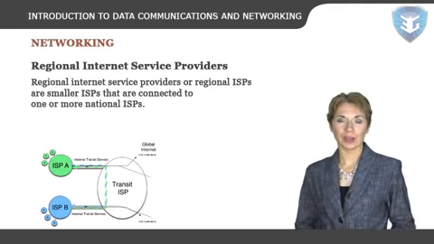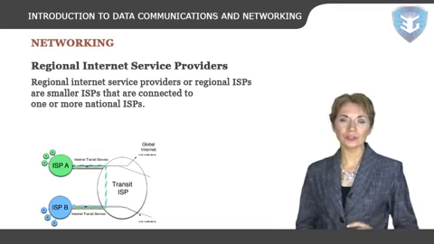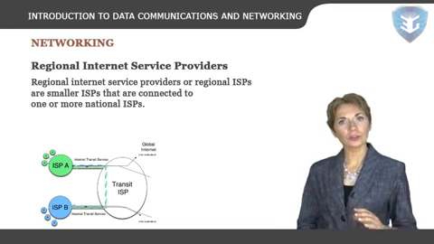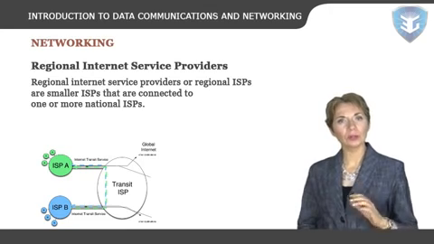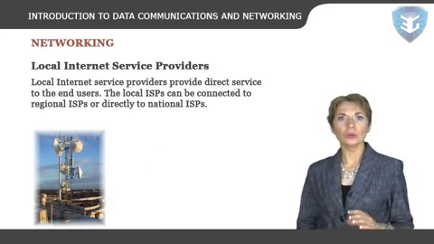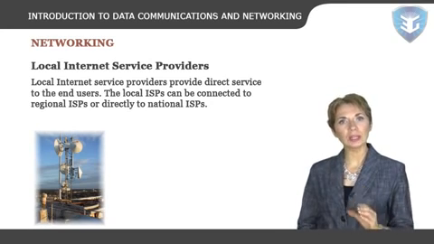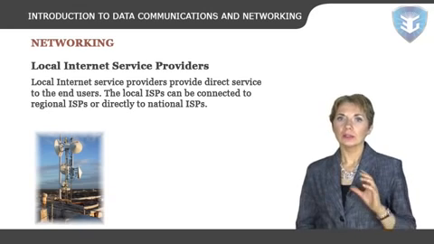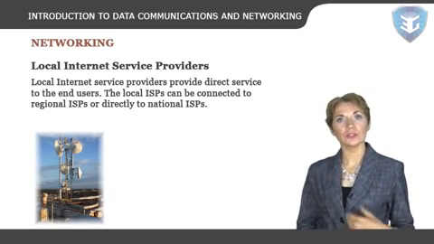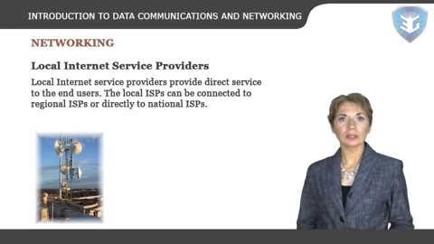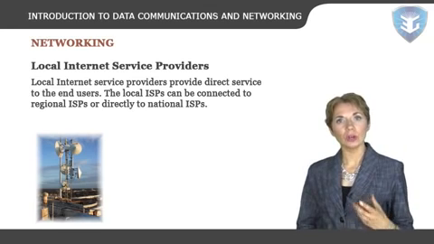Regional Internet Service Providers. Regional Internet Service Providers, or regional ISPs, are smaller ISPs that are connected to one or more national ISPs. They are at the 3rd level of the hierarchy with a smaller data rate. Local Internet Service Providers. Local Internet Service Providers provide direct service to the end users. The local ISPs can be connected to regional ISPs or directly to national ISPs. Most end users are connected to the local ISPs.